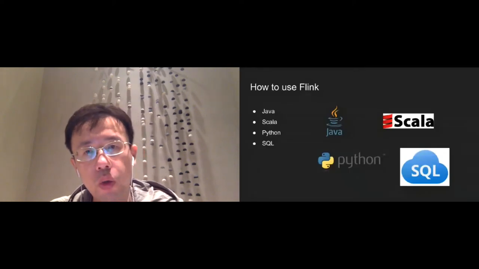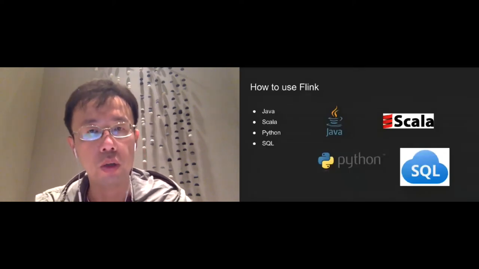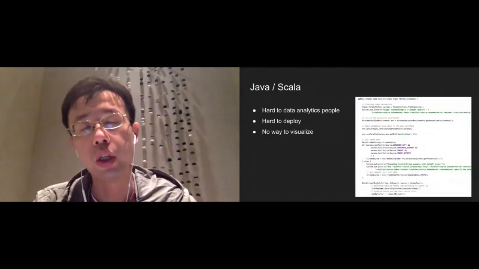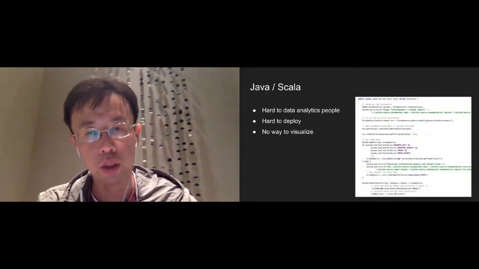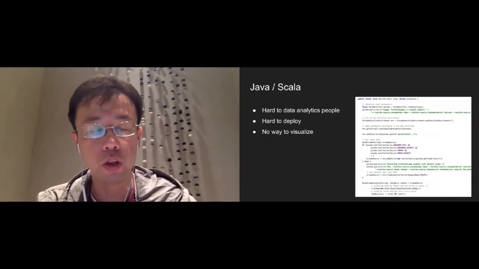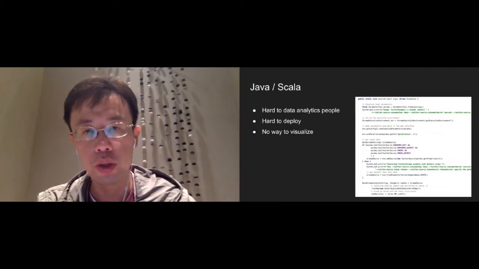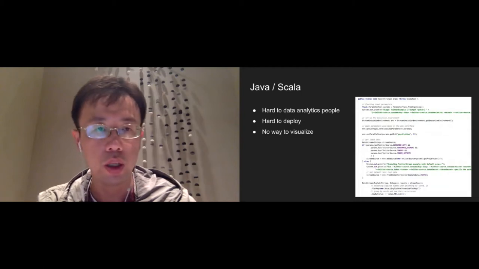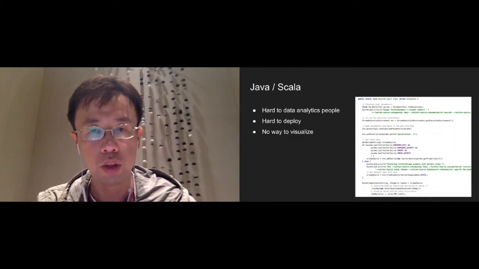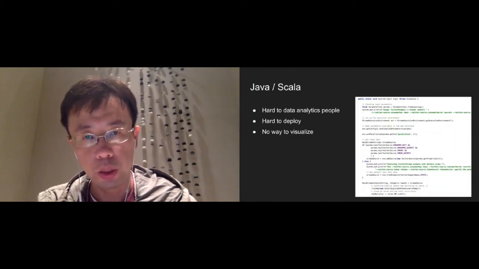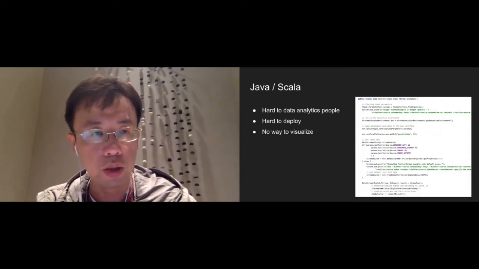And here is one example of how we can use Flink to do a word count. Word count is a very typical example that we use in Flink. Here is a screenshot of the Java code. You will notice that even though it is a very simple example, I believe it will involve more than 20 lines of Java code.